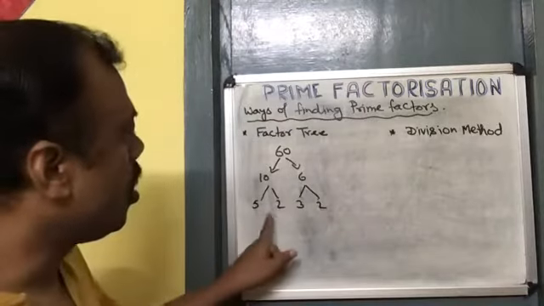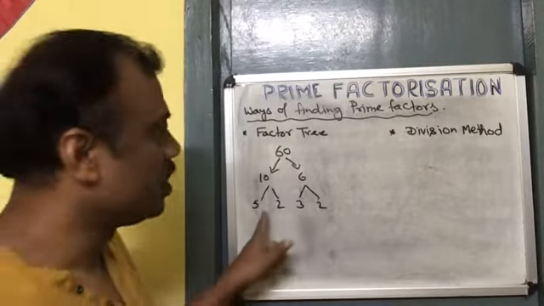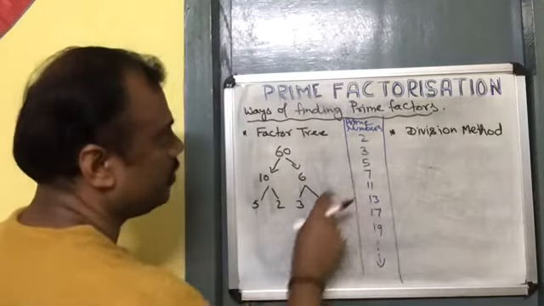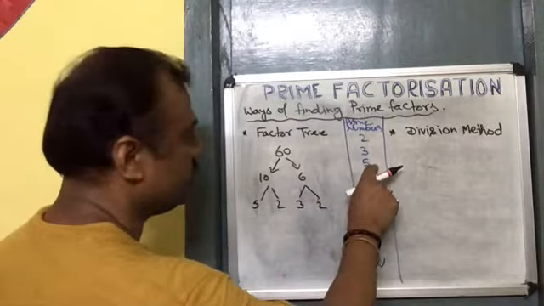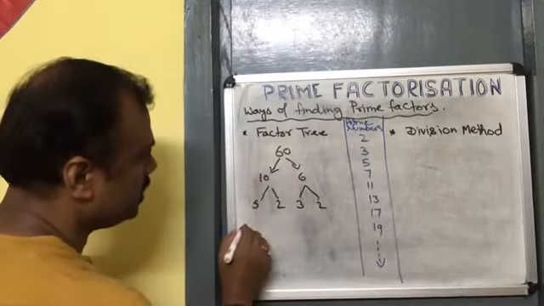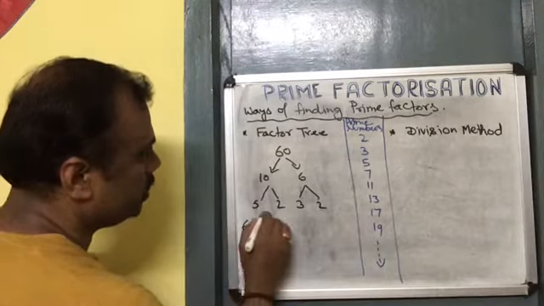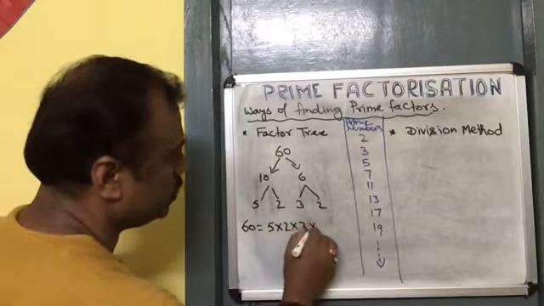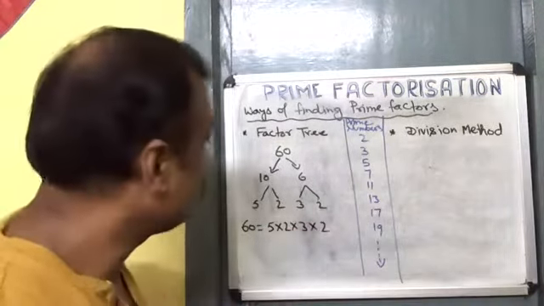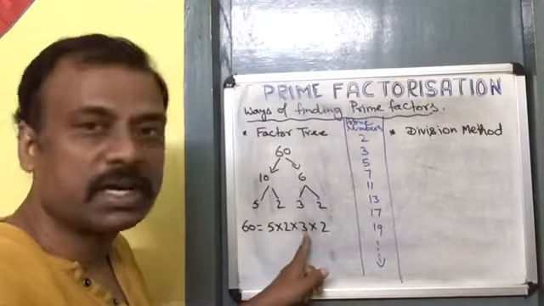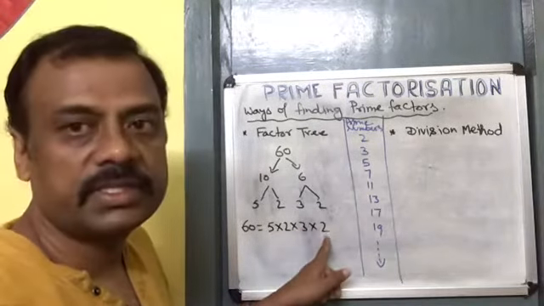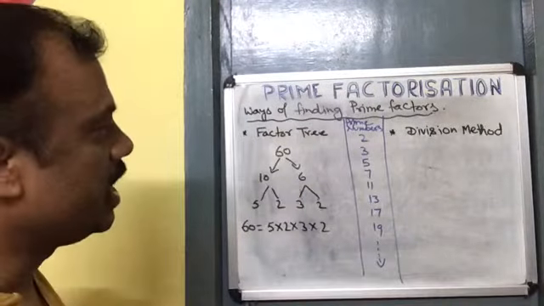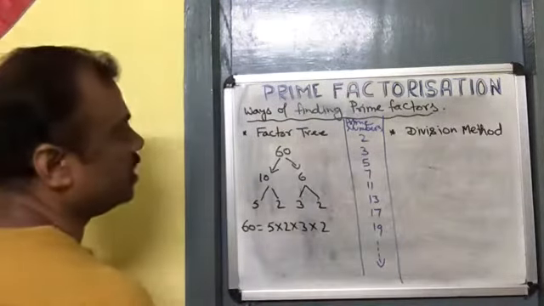See here, all these are prime numbers. As we know, 2 is a prime number, 3 is a prime number, 5 is a prime number. So 60 can be written as 5 into 2 into 3 into 2. You can verify it also. 5 2s are 10, 3s are 30, 2s are 60. Okay, this factor tree can be written in another way also.